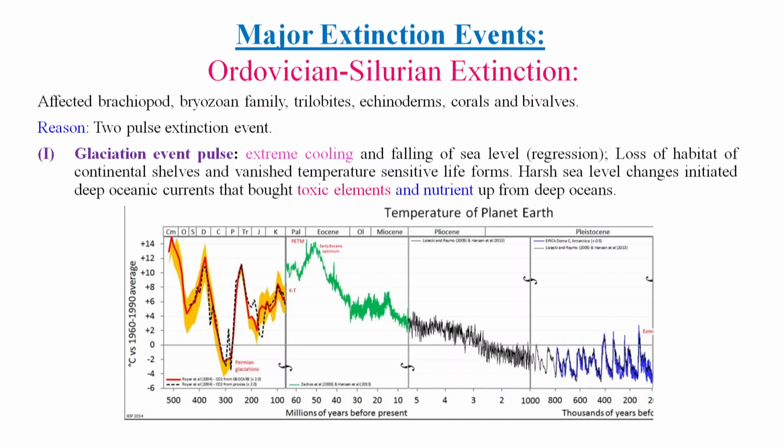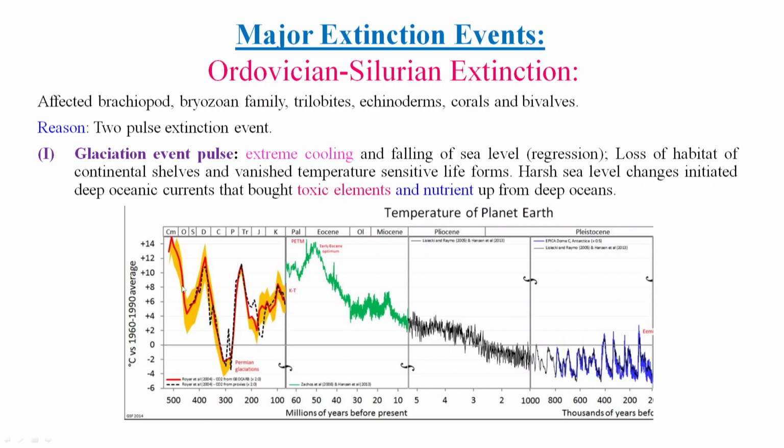Extreme cooling and falling of sea level, that means regression, took place, leading to loss of habitat of continental shelves and vanishing of temperature sensitive life forms. Harsh sea level changes initiated deep oceanic currents that brought toxic elements and nutrients up from the deep oceans.